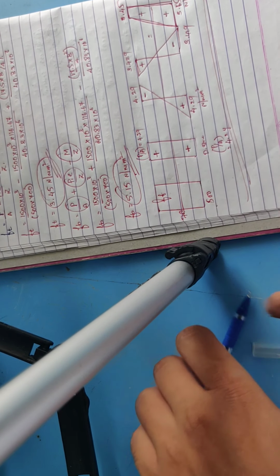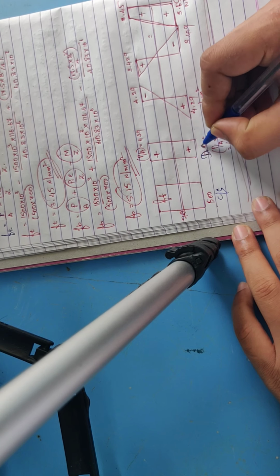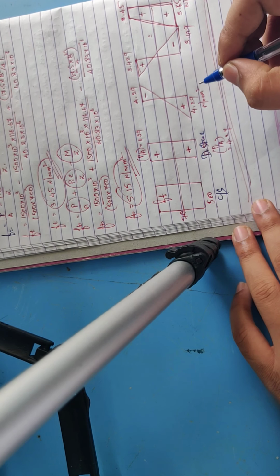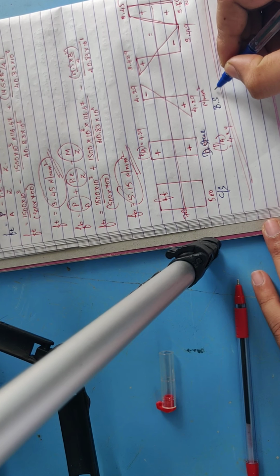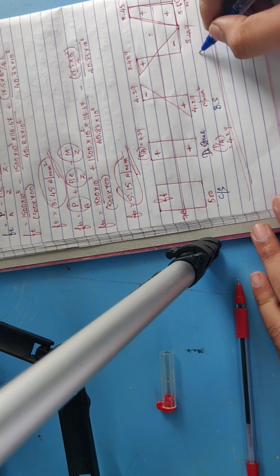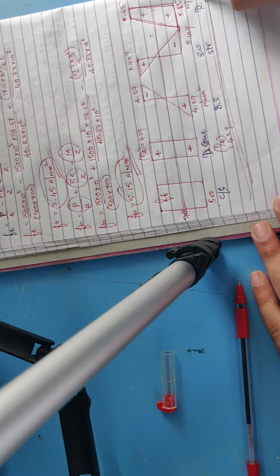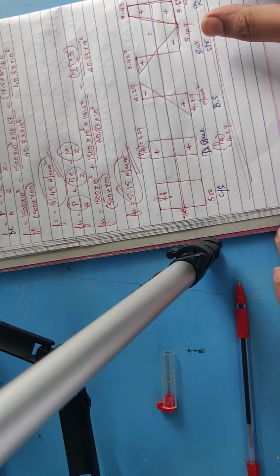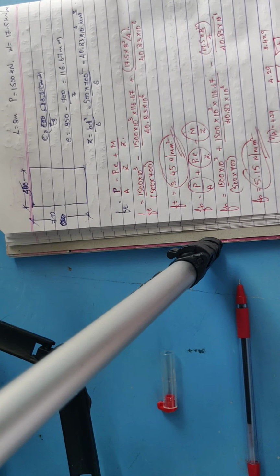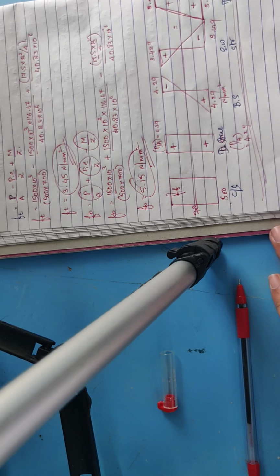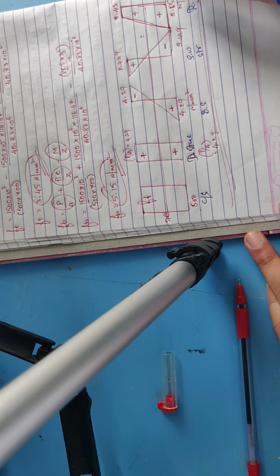This is the beam cross section. This is the direct stress due to pre-stress. This is the bending stress due to pre-stress. This is the self weight stress, and this is the resultant stress. This is the normal procedure for how we will calculate the resultant stresses. Now we will go for the load balancing concept.